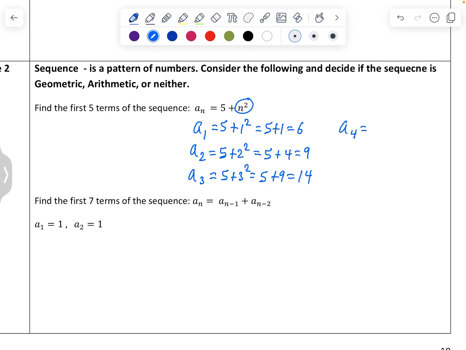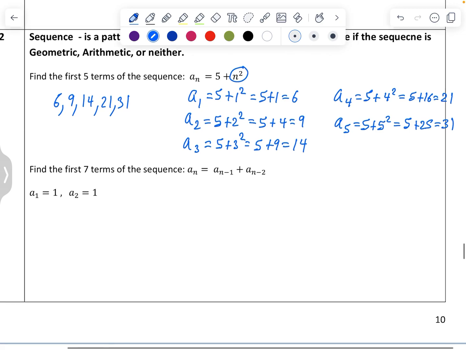So the next one would be a sub 4 equals 5 plus 4 squared, which is 5 plus 16, and that is 21. And then we got a sub 5, 5 plus 5 squared, which equals 5 plus 25, which equals 30. So the first 5 terms are 6, 9, 14, 21, and 30.